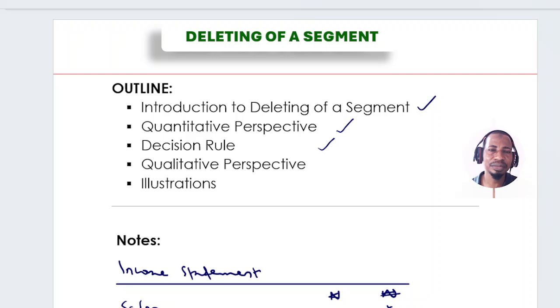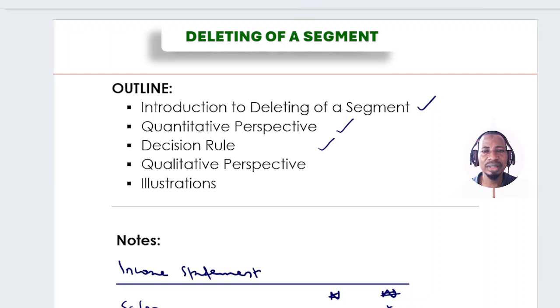So all of this should be taken into consideration. Then number five, the impact of the closure decision on workers' morale, especially as it affects productivity. Because if the segment is finally closed down, certainly it will affect workers' morale. The workers that are currently operating in other segments of the company may become apprehensive of job loss.